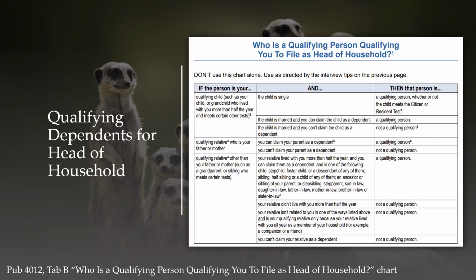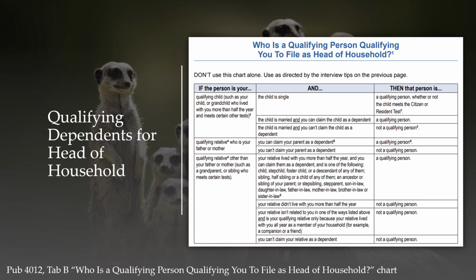As promised, we are now going to discuss who these qualifying dependents are that qualify our taxpayers to file as head of household. And this chart comes from Publication 4012 Tab B. The first column presents a relationship that this qualifying person might have to our taxpayer. In the second column, the middle column, we have some other tests that might qualify or disqualify that person from being a qualifying person so that our taxpayer can file head of household. And then, of course, in column 3, we get our result.